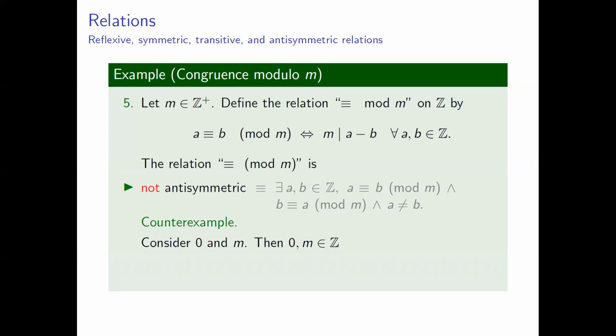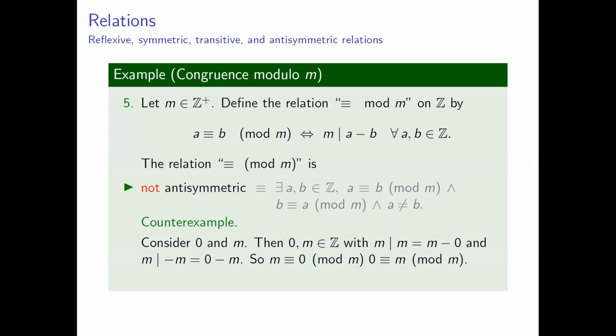Clearly, 0 and M are integers with M divisible by M, and -M divisible by M. Thus, M divides both M minus 0 and 0 minus M. So M is congruent to 0 modulo M, and 0 is congruent to M modulo M. However, M is not equal to 0 since M is a positive integer.